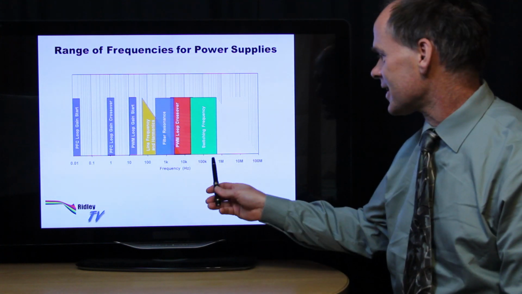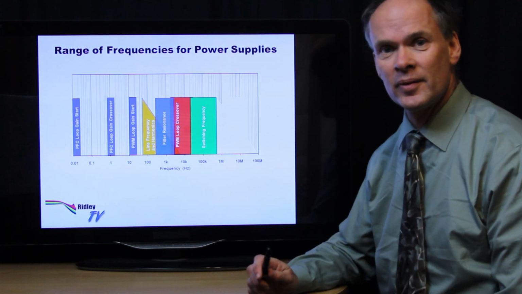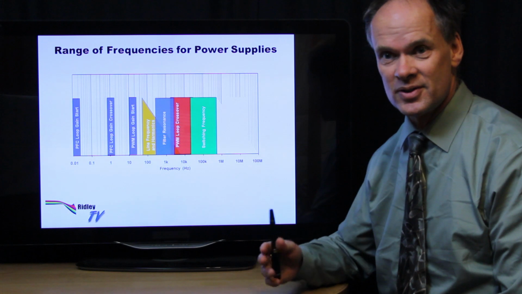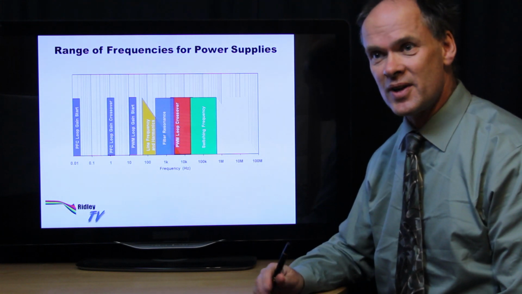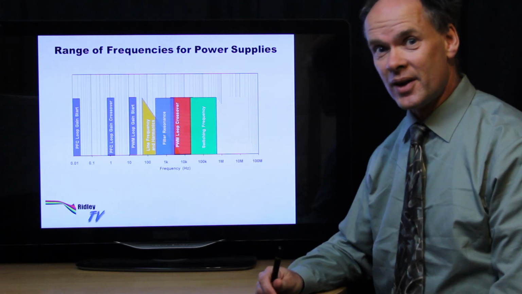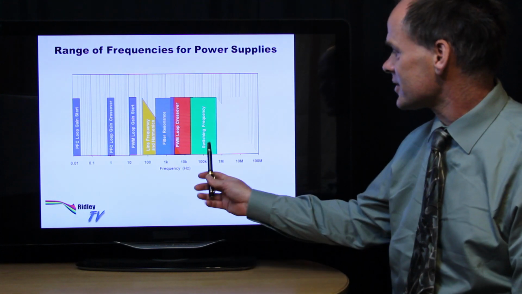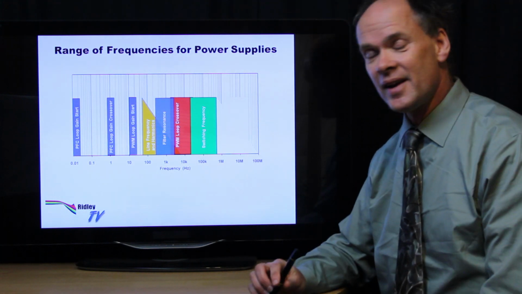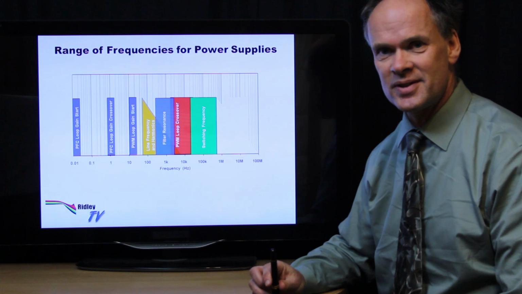Switching frequencies today range anywhere from 20 kilohertz, which is the threshold of human hearing, up to several megahertz. But most production power supplies you'll find are still centered around 100 kilohertz. It really hasn't changed very much in the last 20 years or so.